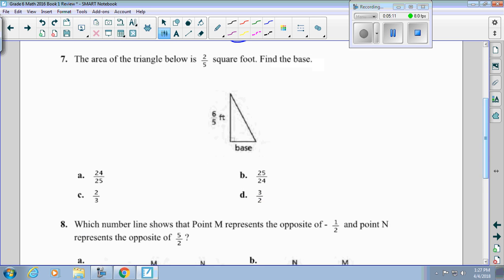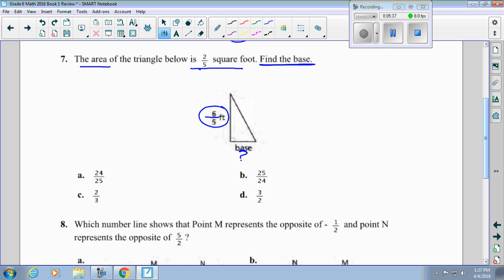It says the area of the triangle below is 2/5 square foot. Find the base. Now, this was not written in your booklet packet, so please make sure you write that down. Your job was to find the base. So, it says the area is 2/5 square foot. We have the height here given. We're missing our base. That's our big question mark today.